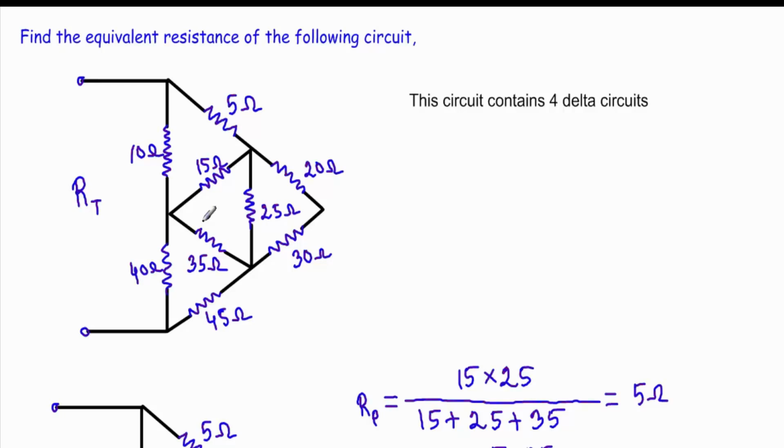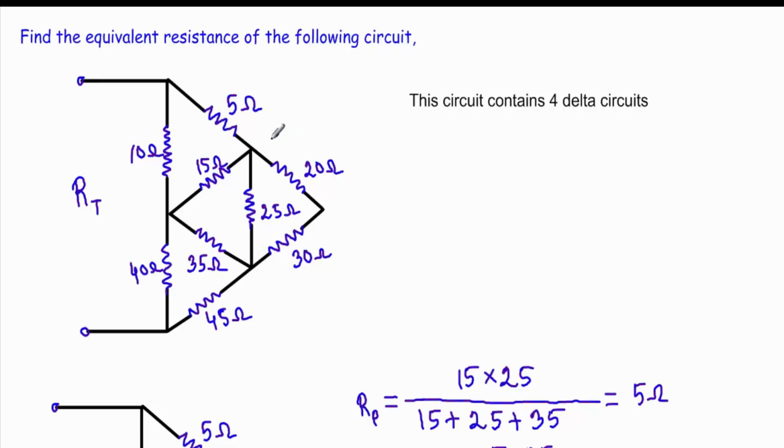Usually this kind of circuit gets simplified if I start my conversion from the middle region. That means here we have four deltas, and three deltas are in the outer region, and this delta is in the middle region. I will start my simplification from this middle delta. At first I will convert this delta into a Y circuit. Always remember, when you get this kind of big circuit which contains more than three deltas or Ys, it will be convenient for you if you start the simplification from the middle region.